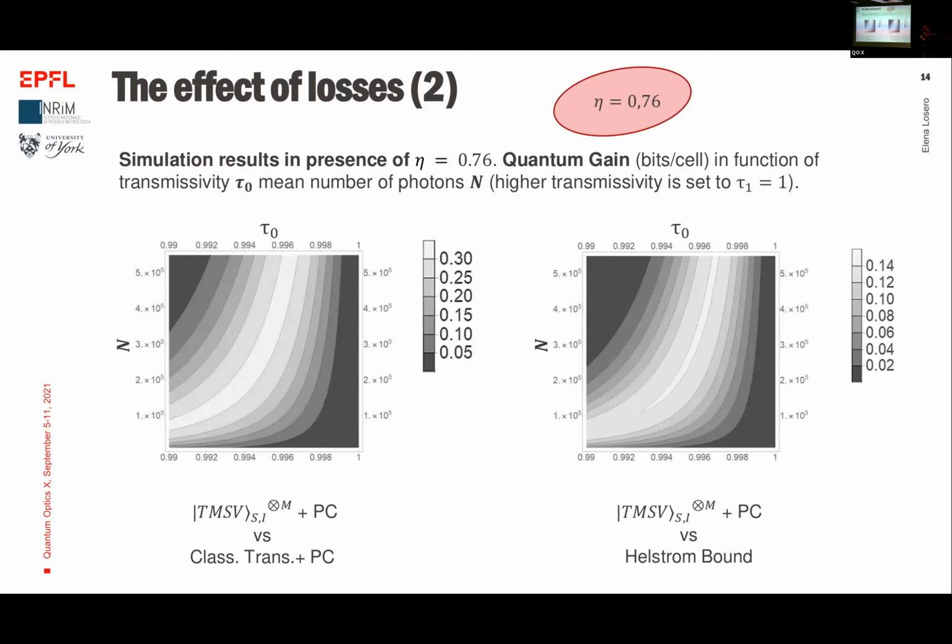So these are the same graphs I presented before: the gain with respect to the classical strategy with photon counting and the Helstrom bound in presence of around 20% of losses, which was what we had in our experiment. So what we can see here is that there is again a quantum advantage. There are regions where this gain is higher than 0, but the absolute values are much lower than before. But anyway, they are significantly different from 0.